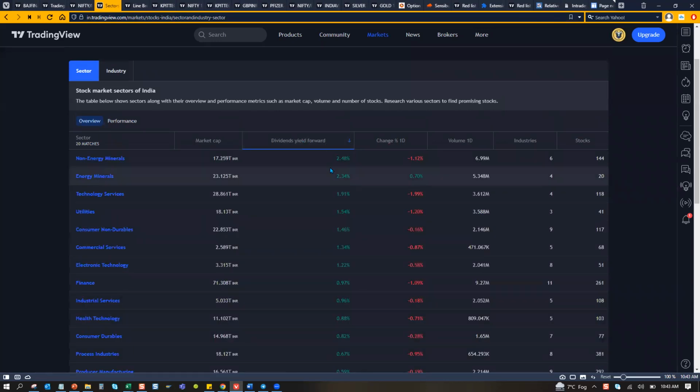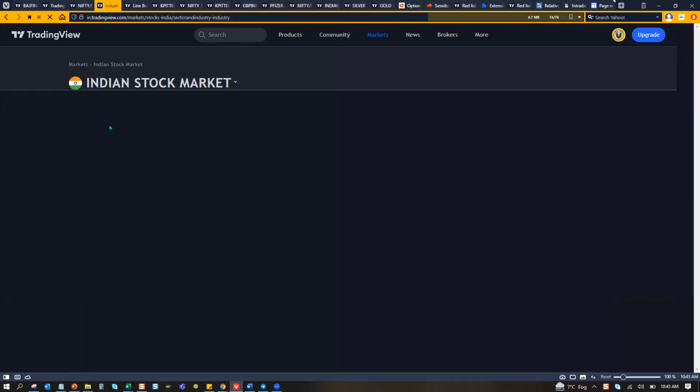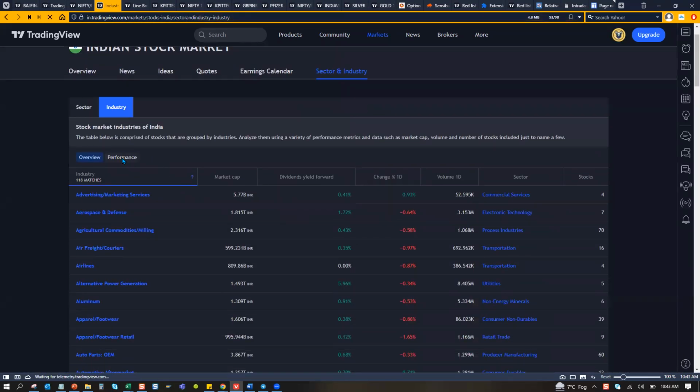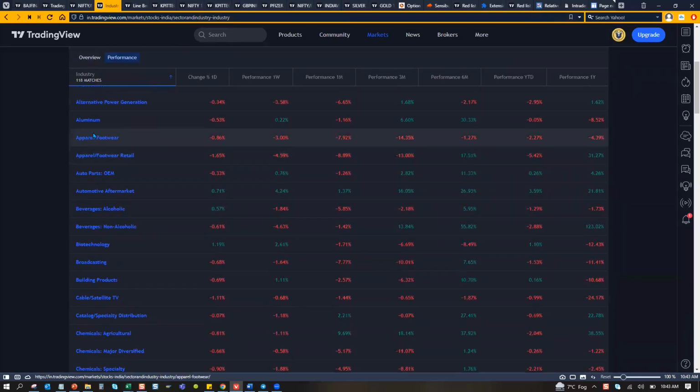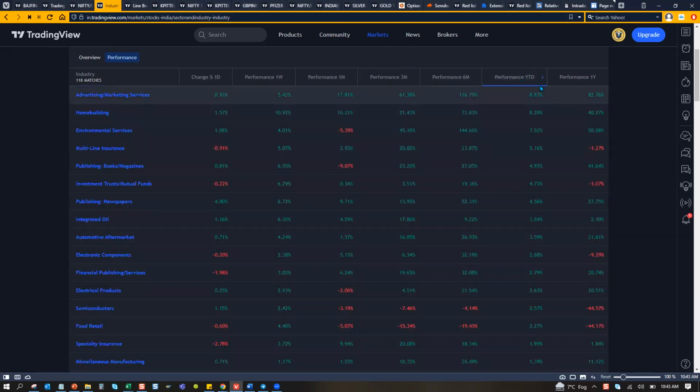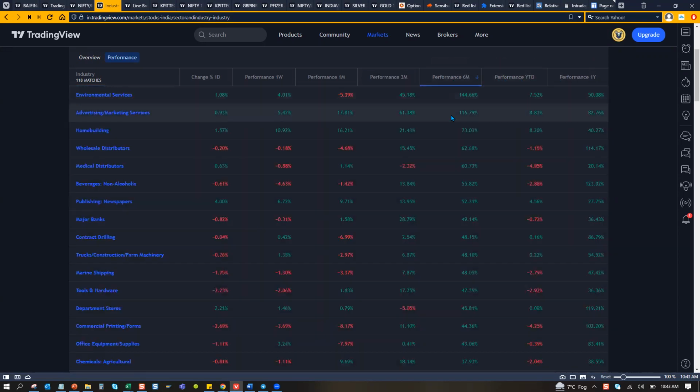You can do sorting of that. Then by industry, you can see. And then there is this button called performance. So here you will see the apparel and footwear industry, automotive. How are they performing? Let's say year to date. It's hardly a couple of days in this calendar year. Let's say performance over the last 6 months.